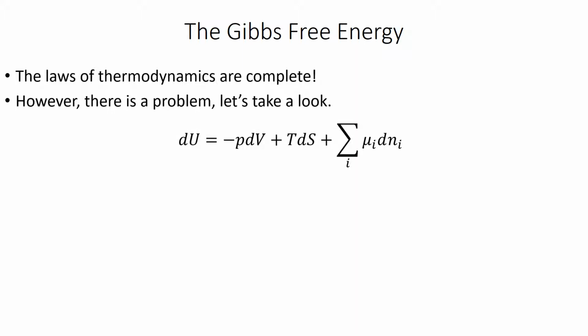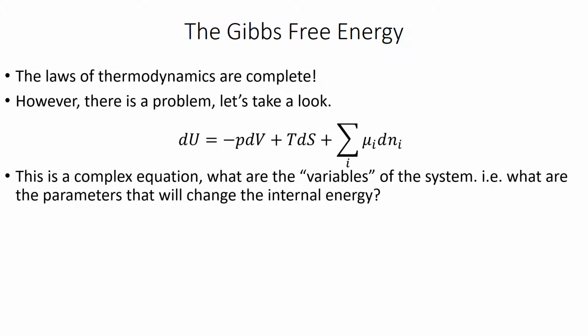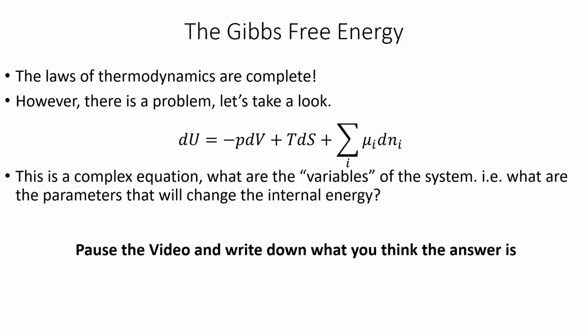Here's our thermodynamic identity for a reversible process. You should now be loving this equation. But I note that it's a complex equation. So the first thing I want to ask you is, what are the variables of the system? In other words, what are the parameters that I will need to change in order to change the internal energy? So I want you to pause the video and write down what you think the answer is. What are the variables of the system?